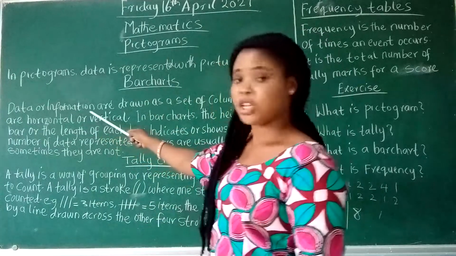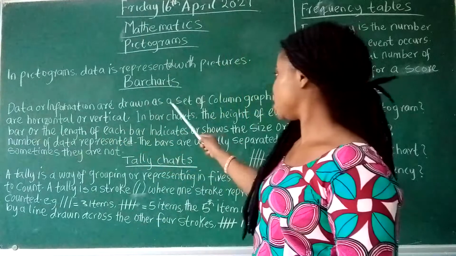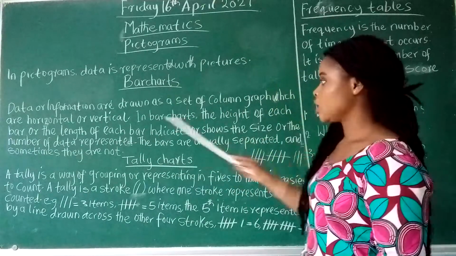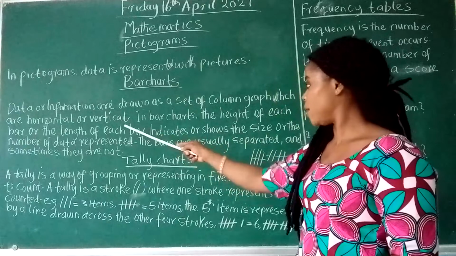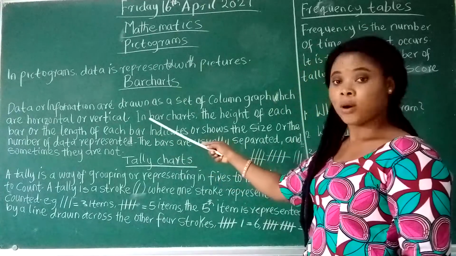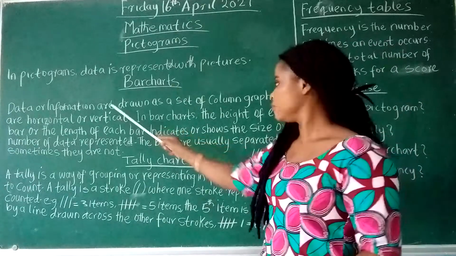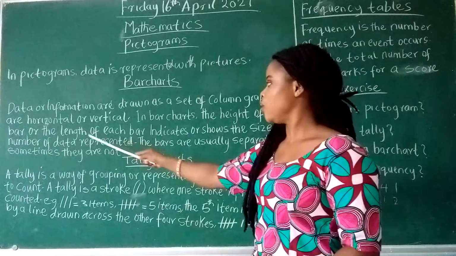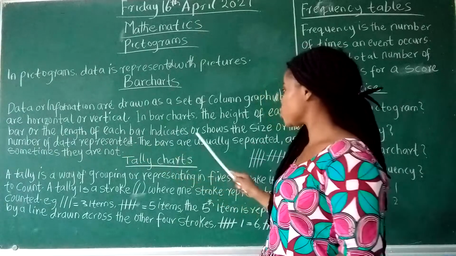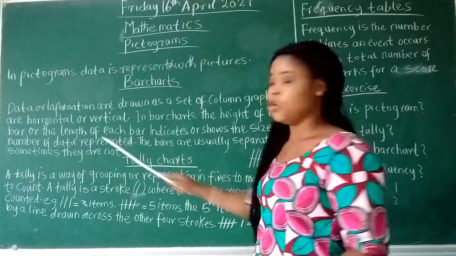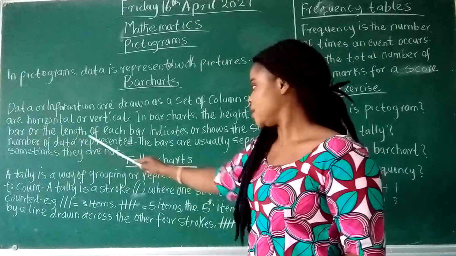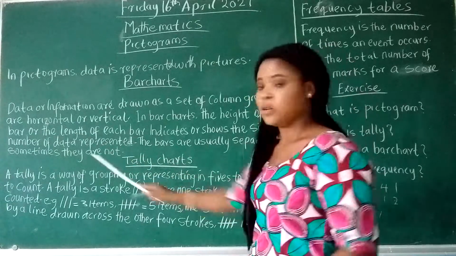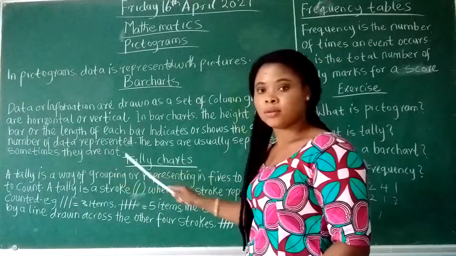Bar charts. Data or information are drawn as a set of column graphs, which are horizontal or what? Vertical. In bar charts, the height of each bar or the length of each bar indicates or shows the size of the number of what? Data represented. The bars are usually separated and sometimes they are not.